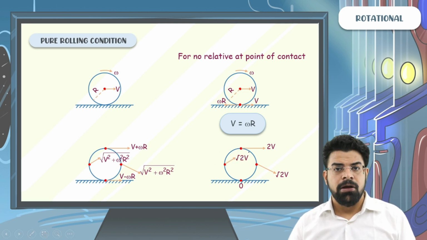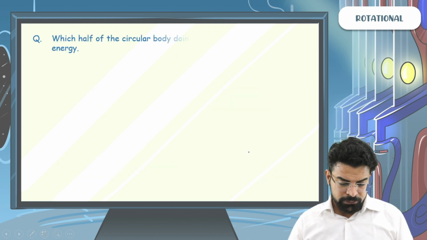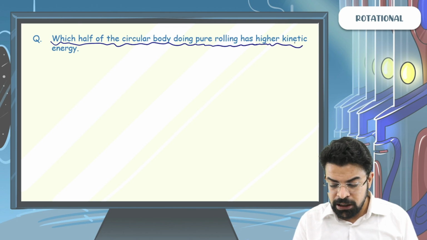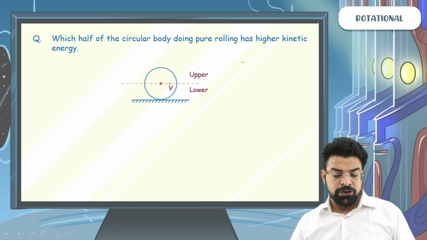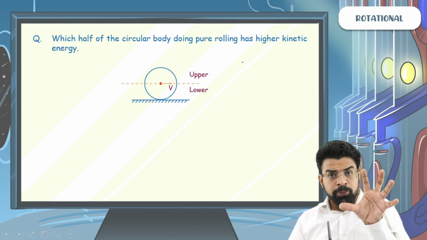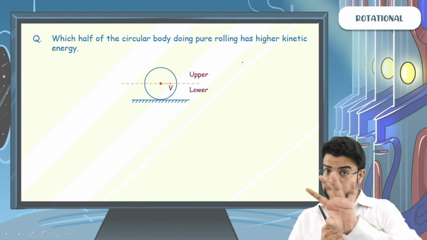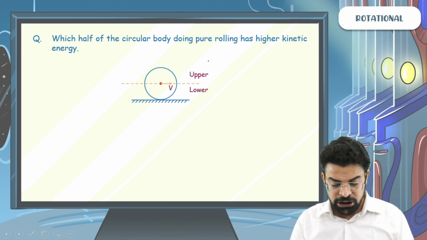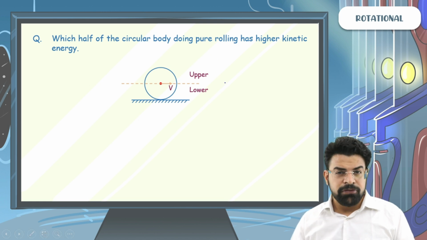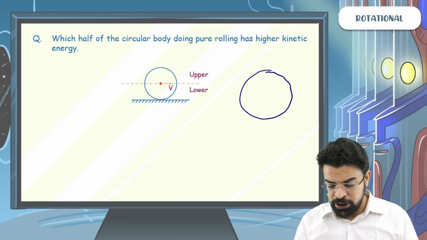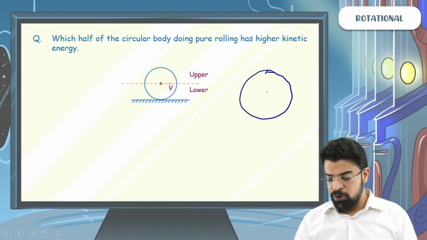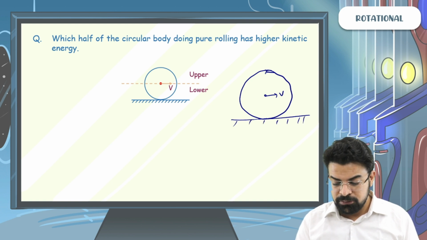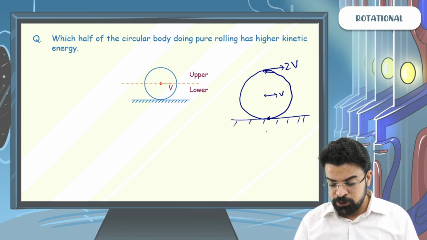Okay. Let's continue ahead. So the question is, which half of a circular body doing pure rolling has higher kinetic energy? There is a circular body doing pure rolling on a fixed surface. Which half of this circular body has higher kinetic energy, the upper half or the lower half? We have just learned that if this circular body does pure rolling and the center moves with velocity v, then the velocity of the topmost point is 2v. The velocity of the lowermost point is 0.